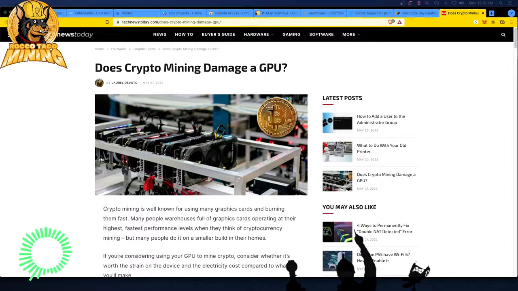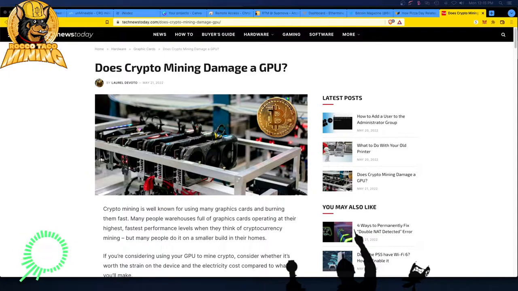So let's just talk about something completely different. Let's go into this article. I thought it was pretty decently laid out and it made some good points. People always ask, does crypto mining damage a GPU? I'll tell you one thing, I dropped a few and they still work, so who knows? Let's just go through it.